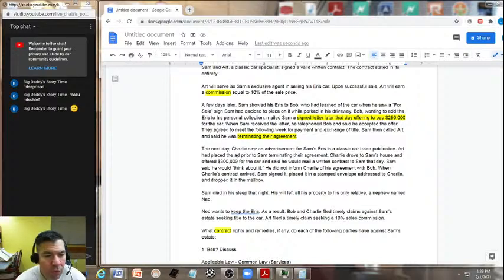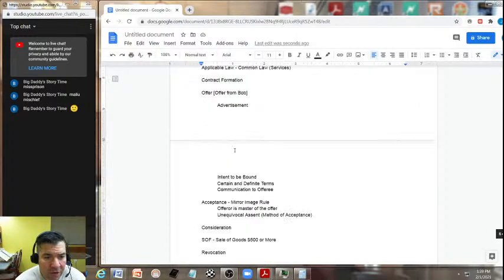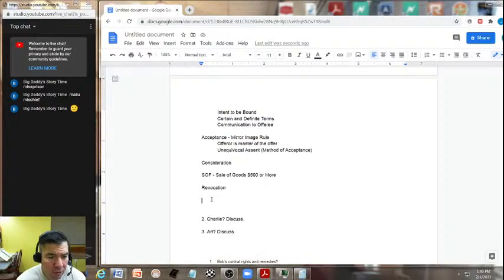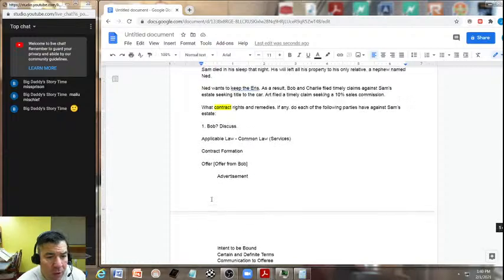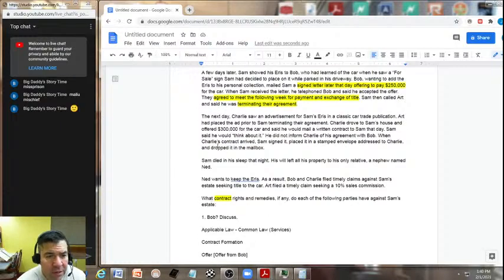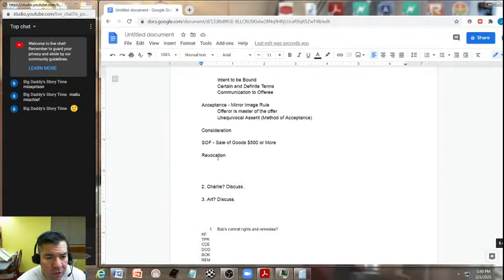Was there any detrimental reliance? Well, the argument made, it's a very small argument here, is that they agreed to the following week for payment and exchange of title, but that's not necessarily enough. So the argument maybe could be made that the Bob and Sam contract at this point was terminated. Well, the other thing too, we should probably read the rest of this as well. So I'll just put this down here.